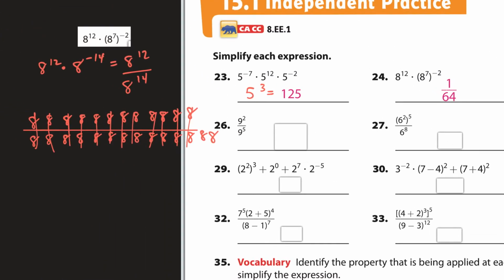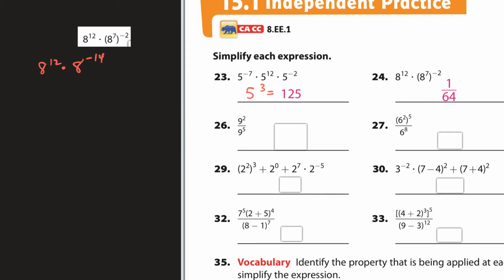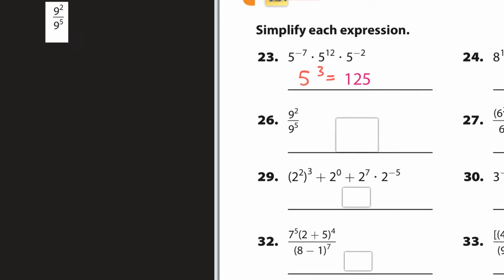Okay, let's erase some of this stuff here. And I'm going to now do this one, 9 squared. Let's see, let's make this all just a little bit bigger here. So 9 squared over 9 to the 5th. And this is 9 times 9 over 9 times 9 times 9 times 9 times 9.